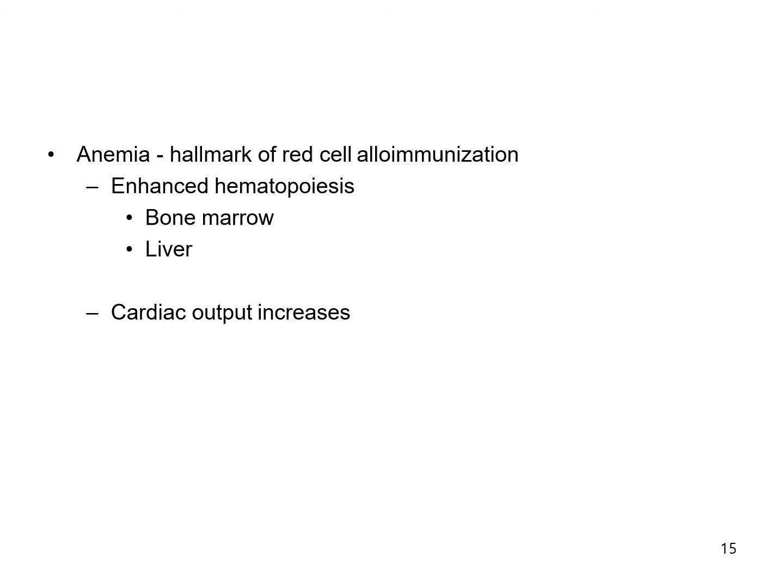It leads to enhanced hematopoiesis in the fetus, in the bone marrow and the liver. Cardiac output in the baby increases, and this is the concept behind which we can detect anemia using MCA-PSV. The circulation will become a hyperdynamic circulation, so the blood velocity in the fetal vessels will increase.